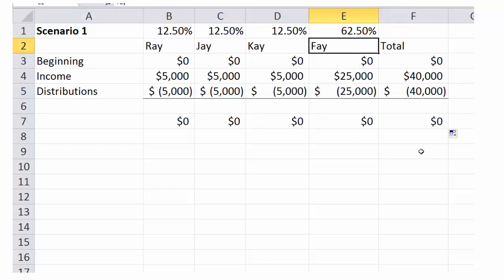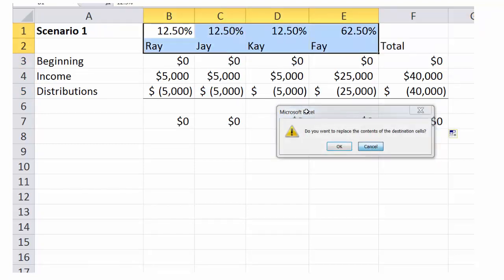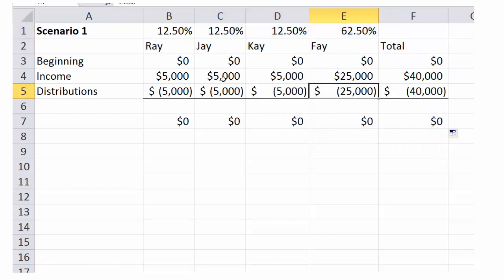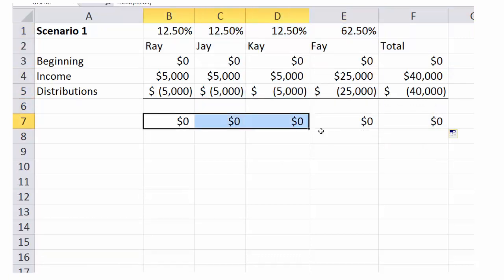That is, there was no requirement that Faye and the others get an equal share of income. They got different shares of income under this scheme, but that's just fine because their distributions and their capital account analysis supports that as having economic effect.